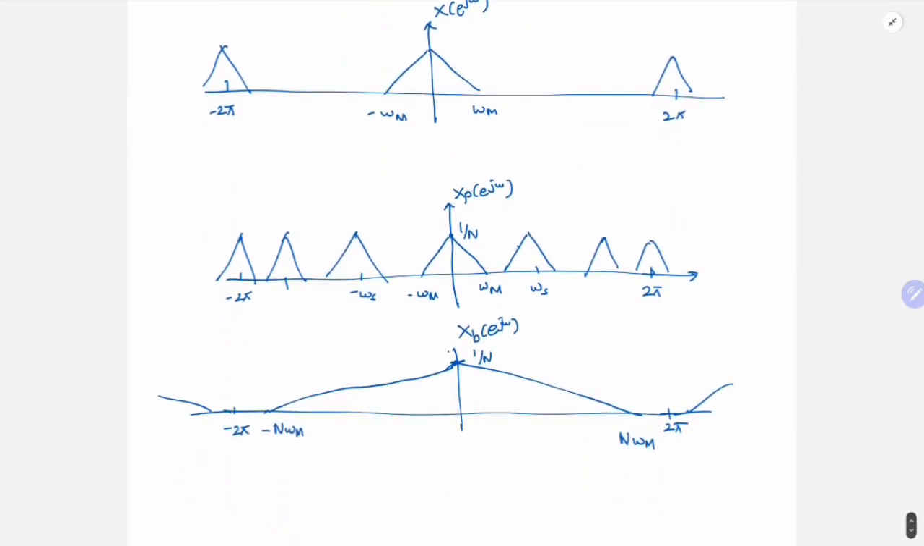And sorry, since from minus pi to pi there are n minus 1 terms, this should be at minus pi to pi. So this is somewhere like pi, minus pi. So this will be minus n omega m, and this will be n omega m. And whatever is at 2 pi will come like this.